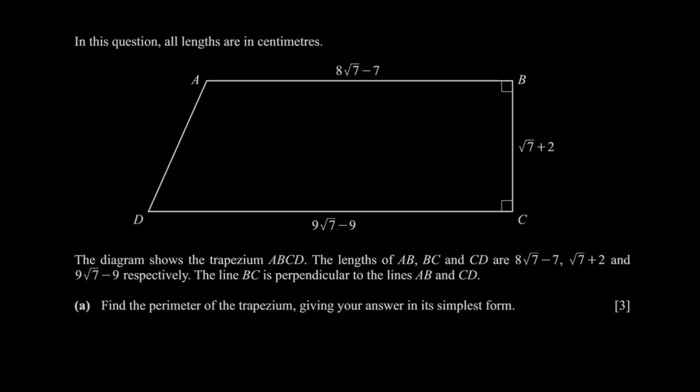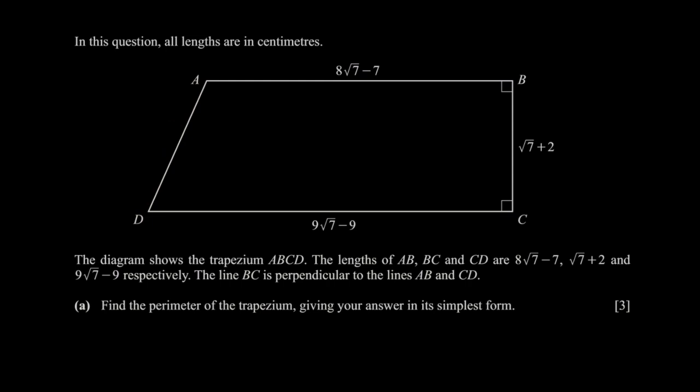All right, question 4 here. The diagram shows the trapezium ABCD. The lengths are shown. So we've got here 9 root 7 minus 9, root 7 plus 2, and 8 root 7 minus 7. We want to find the perimeter of the trapezium, giving our answer in its simplest form. Well, in order to find the perimeter, basically, we just need to find that length there, right? That's the only length that's left over.